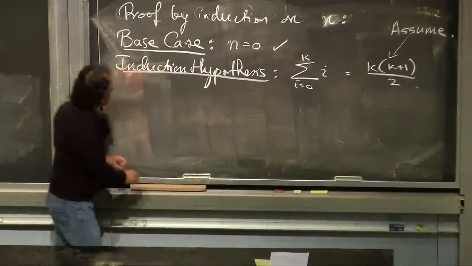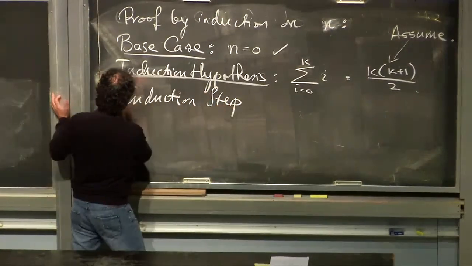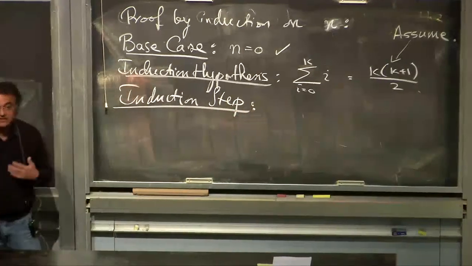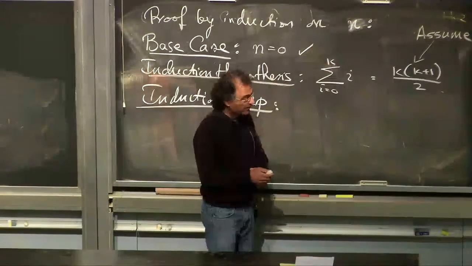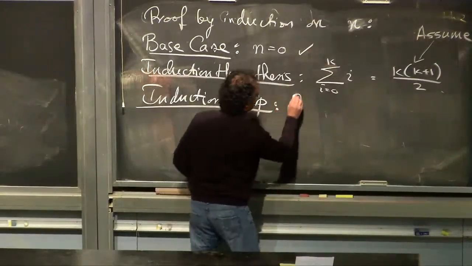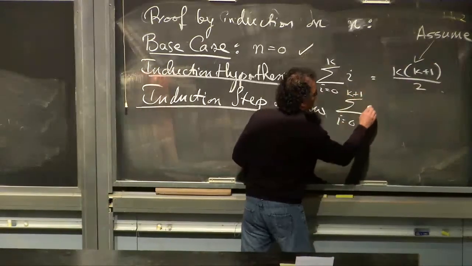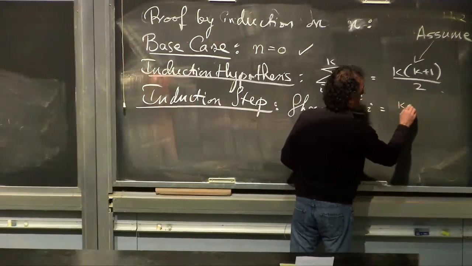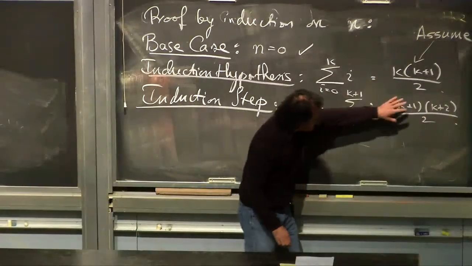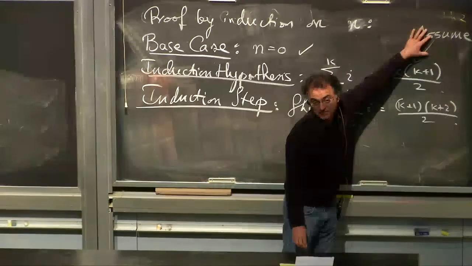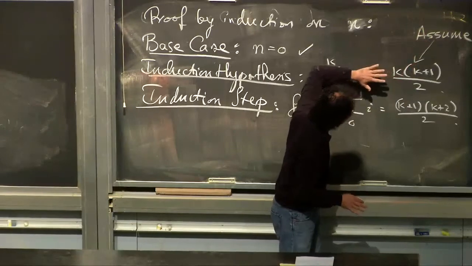And then we do what's called the induction step. In the induction step, we want to prove the statement for k plus 1. Okay? So we want to show summation i equal to 0 to k plus 1 of i is k plus 1 times k plus 2 over 2. In order to do this, we are allowed to assume this statement, right? And anything else that's true. But in particular, we are allowed to assume this particular statement.